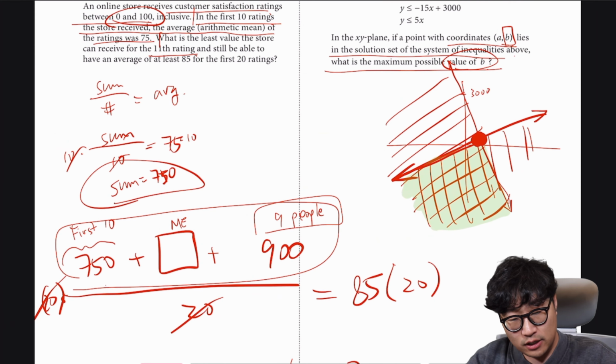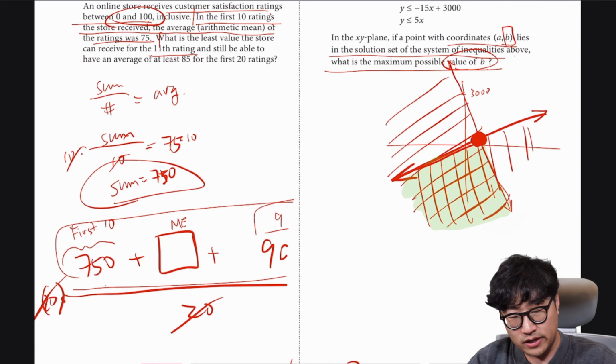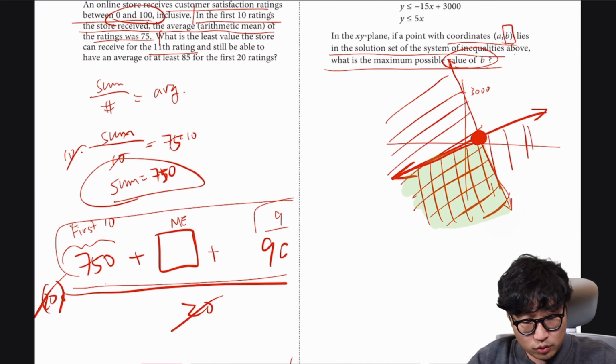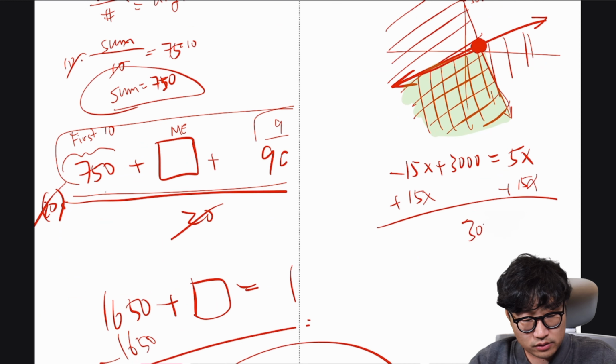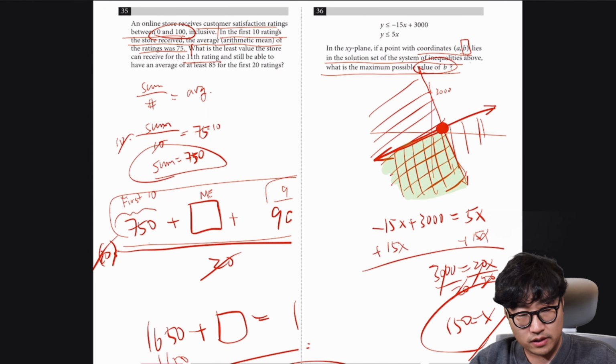So basically, you would grab those inequalities up there and turn them into equations, because we're not really doing inequality. So you do negative 15x plus 3,000 is equal to 5x. Go ahead and add 15x on both sides, and you get 3,000 is equal to 20x. Divide by 20 on both sides, and there you have it. x is equal to 150. So the answer is 150.